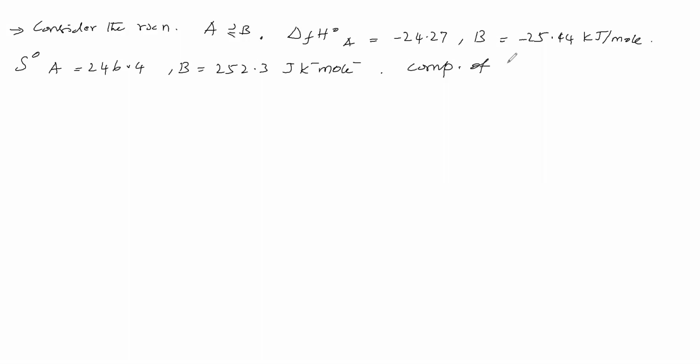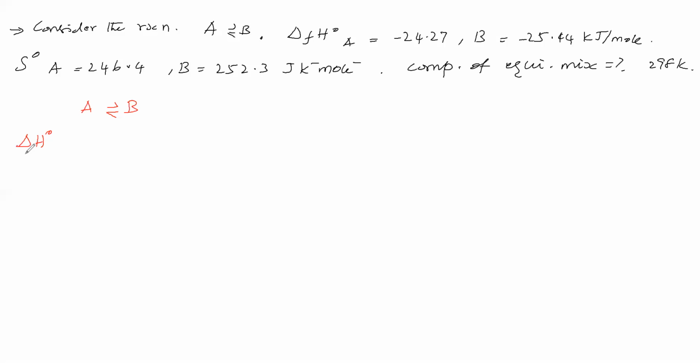So we have to find the composition of the equilibrium mixture at 298 Kelvin. So what is the given data? Now this is the reaction A gives B. From this we can find delta H, from this we can find delta S, and we know the temperature. So let us see what all we can find.